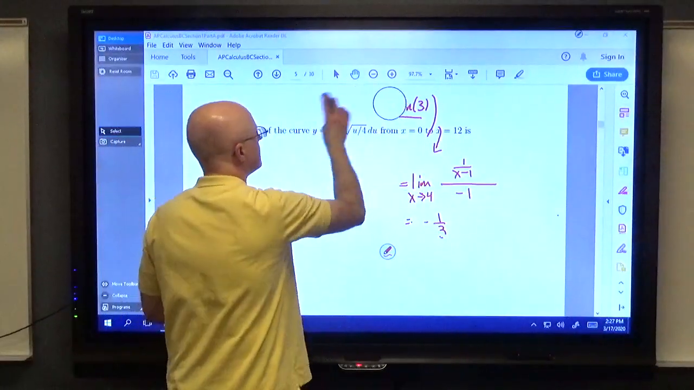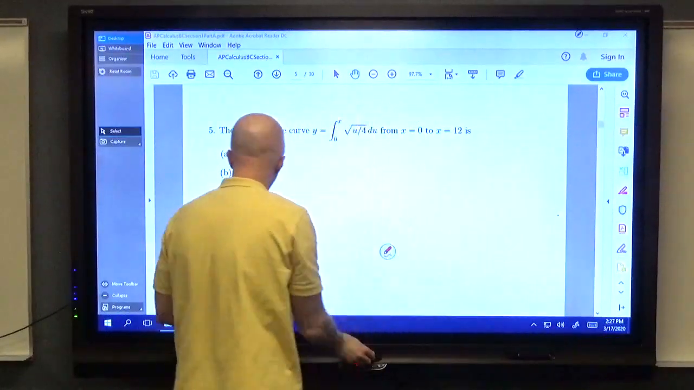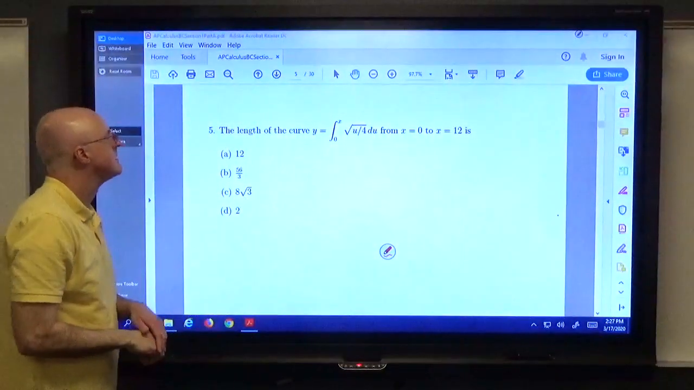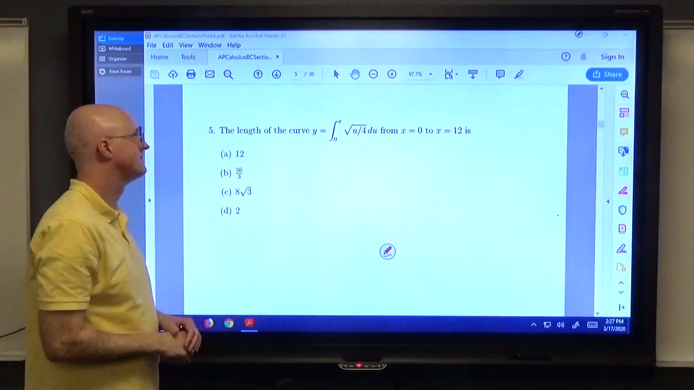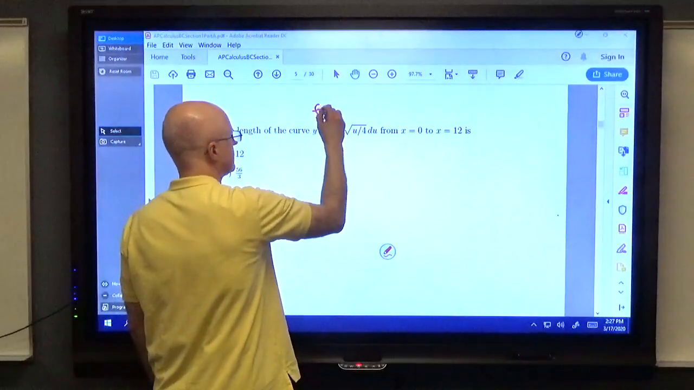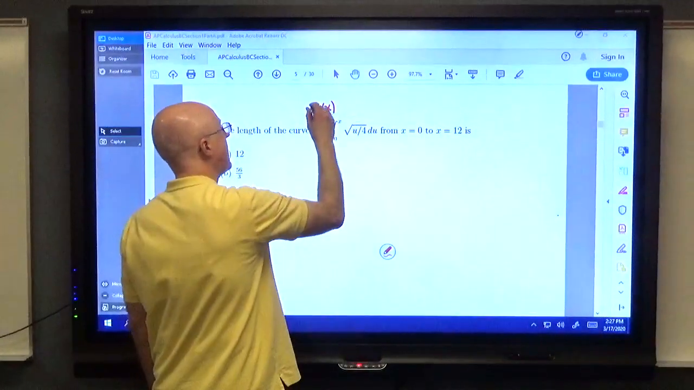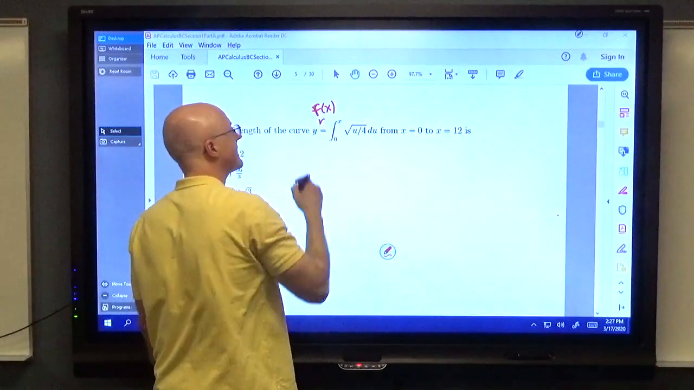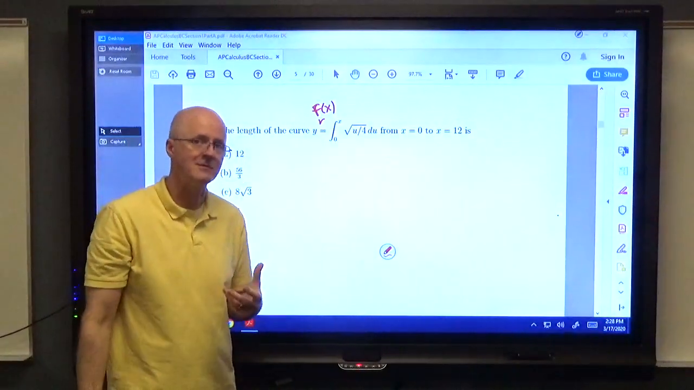Number 5. This one's kind of confusing. We've got a function, really, defined by an integral. Y equals, there's no f of x in here, but you could certainly write f of x if you like. And maybe you'd even prefer writing it as capital F of x, because it is an integral where the upper limit of the integral is the variable.